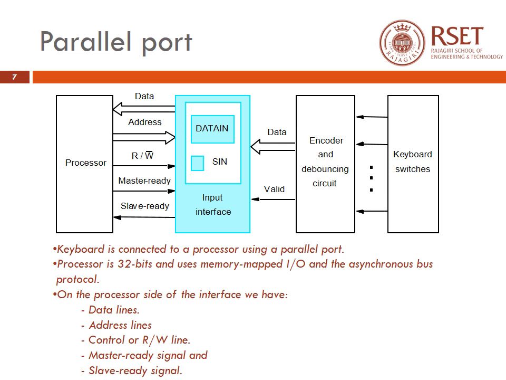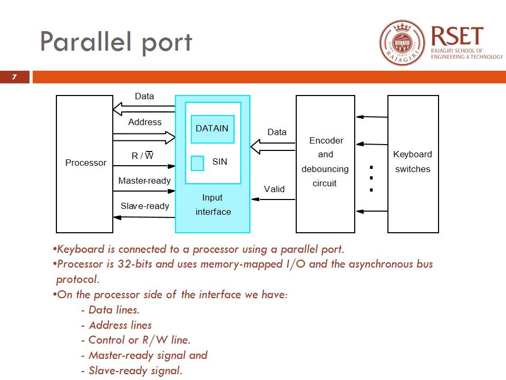Next one is SIN. SIN is a bit which is used to indicate whether a keyboard key has been pressed or not. When nothing is pressed on the keyboard, the value of SIN will be 0, and when some key is pressed on the keyboard, the value of SIN will be set as 1. The input interface also contains other components like the address decoding circuits and bus control timing signal generators, which are not shown in the diagram, but are there.